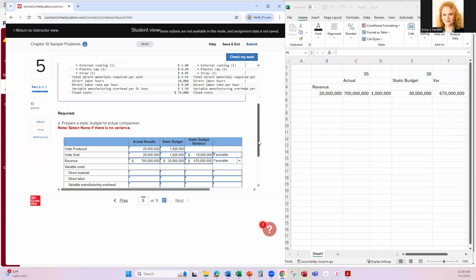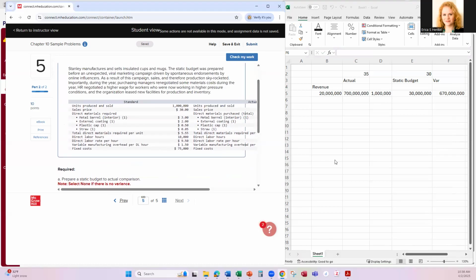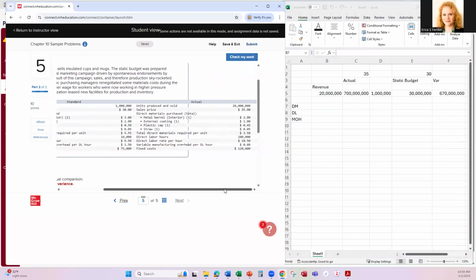Now, in terms of direct materials, I'm going to put over here direct materials, direct labor, manufacturing overhead, and the amount per unit. Actually, let's do this. So direct materials for actual was, okay, we had a variety of things. So I'm going to add these together: 2 plus 1 plus 0.45 plus 0.05.